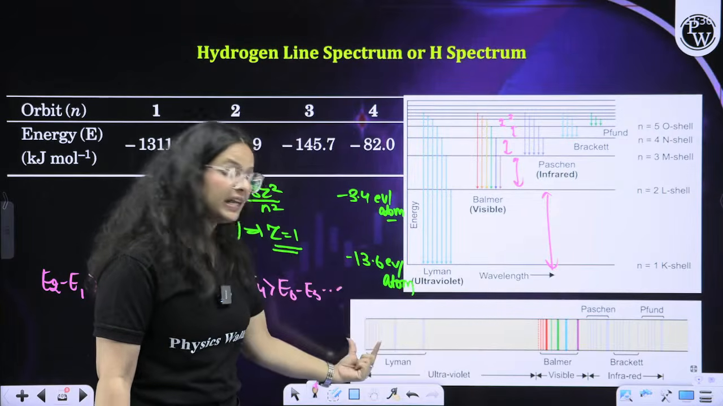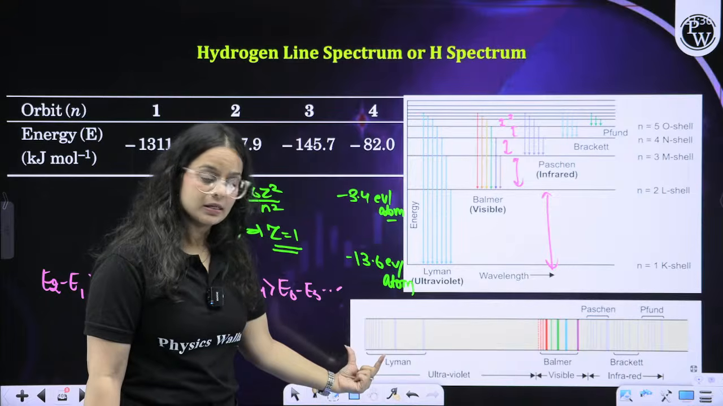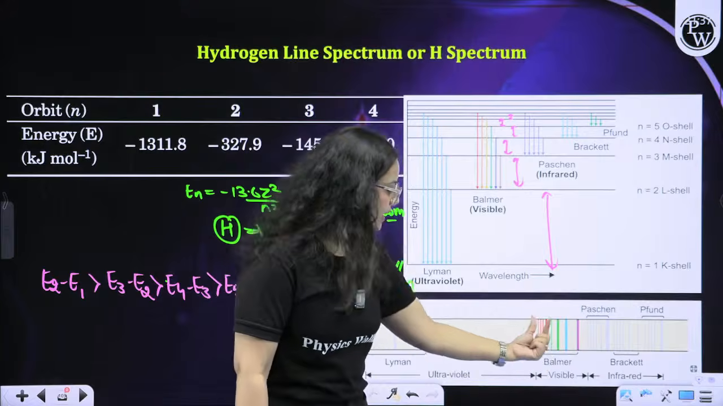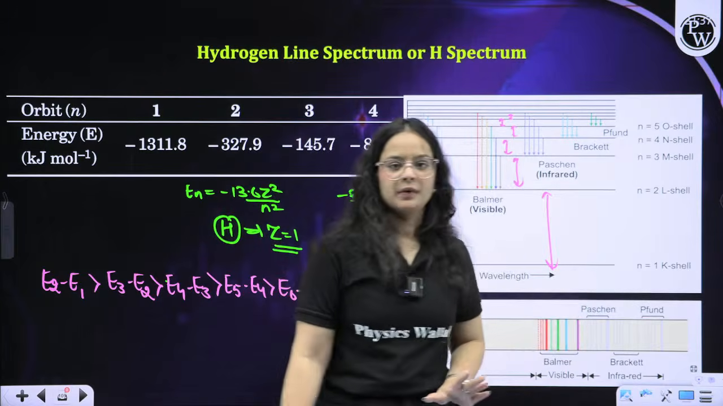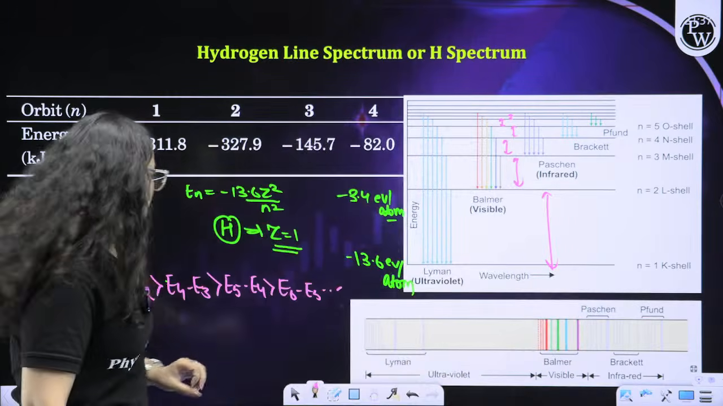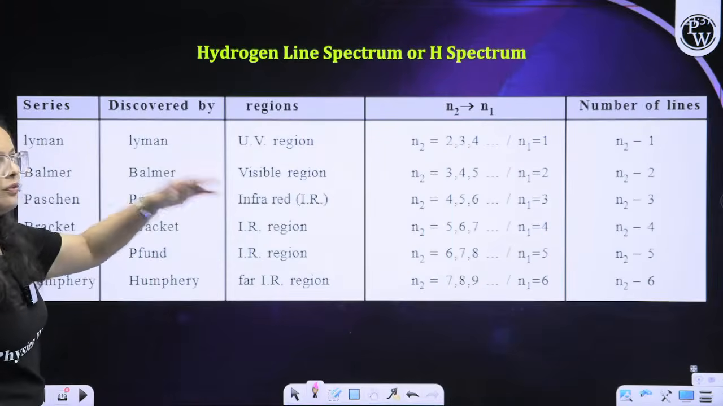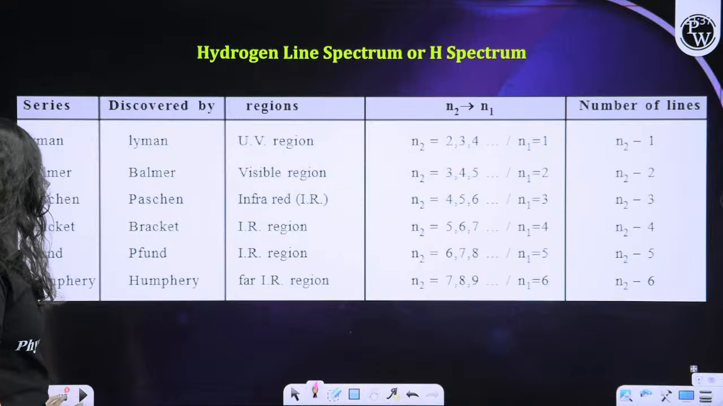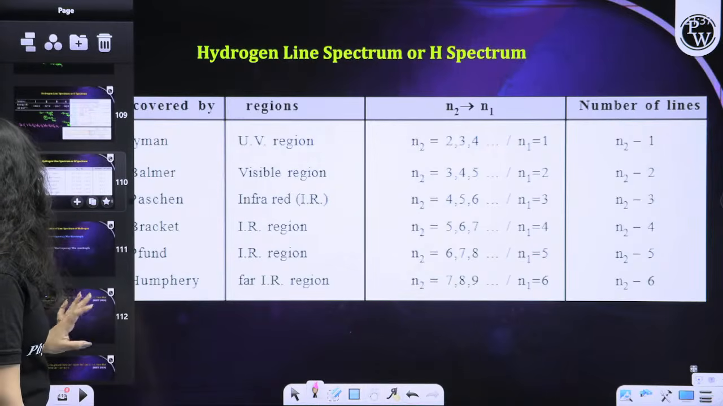So Lyman is a very high energy series. That is why it comes under the high energy range. Then Balmer, then Paschen, Brackett, Pfund, right? So these are the transitions that are happening over here. These are the different transitions that you are all watching. Okay, so this is how the actual series, the actual transitions, happen, right everyone?